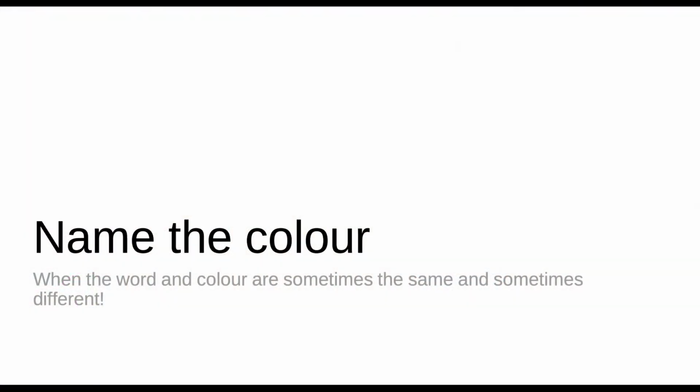Let's have a go at round 4. So this round's going to be a mixture of both the first and the third round. So sometimes the word will be printed in the same colour as it's being spelt, and sometimes it will be different. So only say out loud the colour that you see, not the text, just the colour. Let's go.